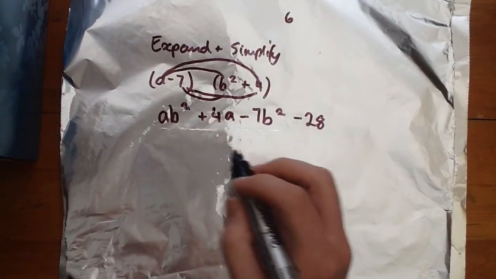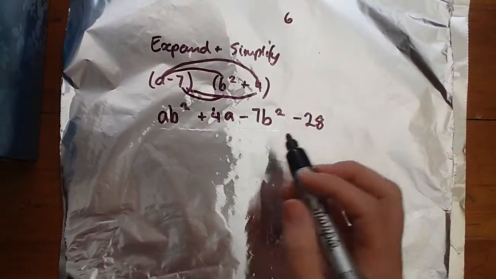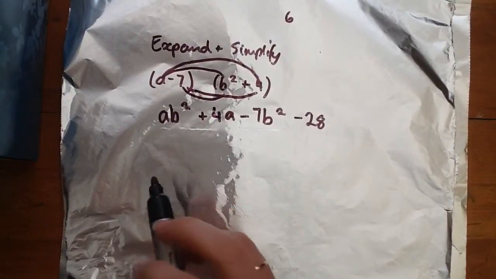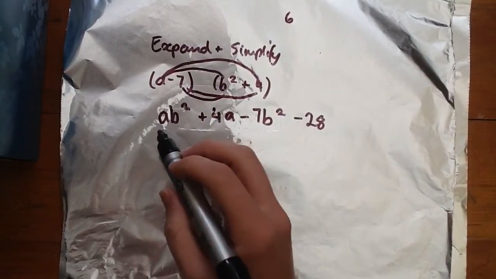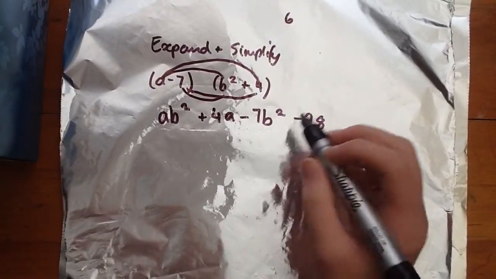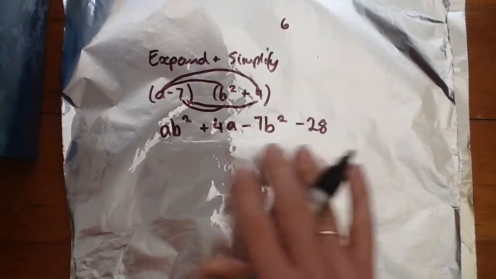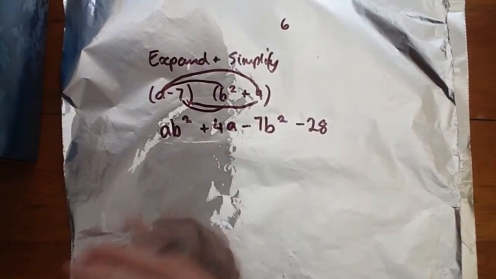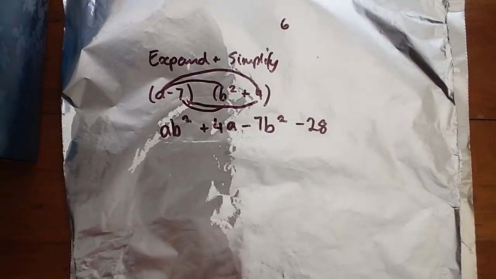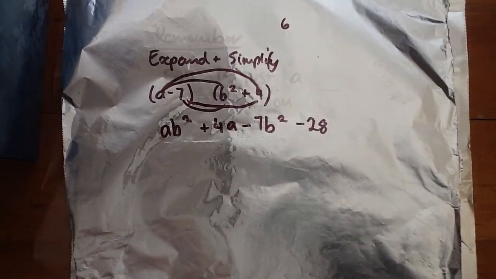Then we'll simplify by gathering the like terms. In this instance, we don't have any like terms. We've got ab squared, we've got a, we've got b squared, and we've got a constant. So those values can't be gathered, and there's no other simplifying that we can do there. So that's our answer in this instance.